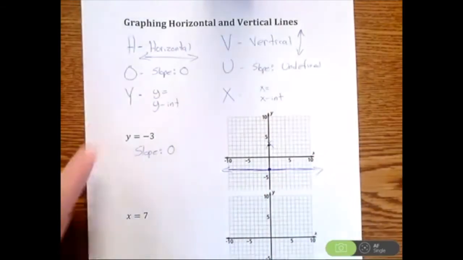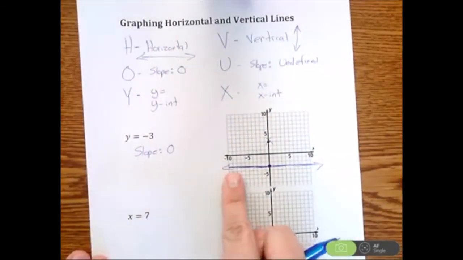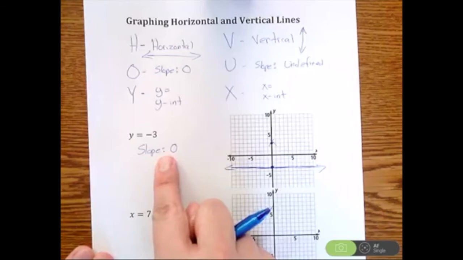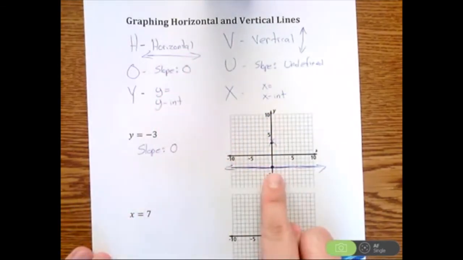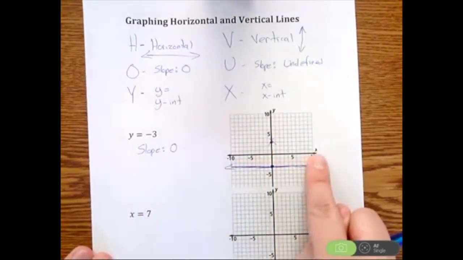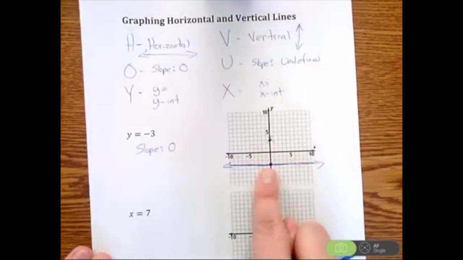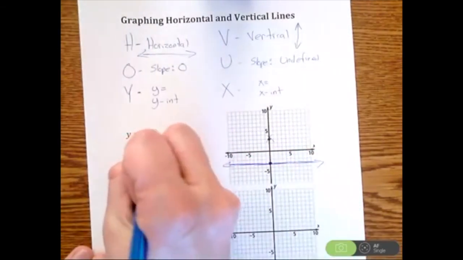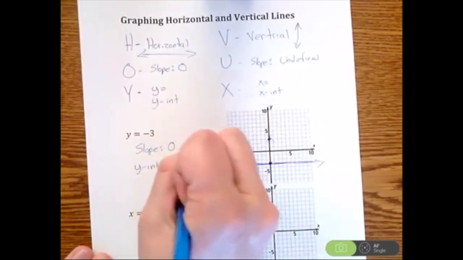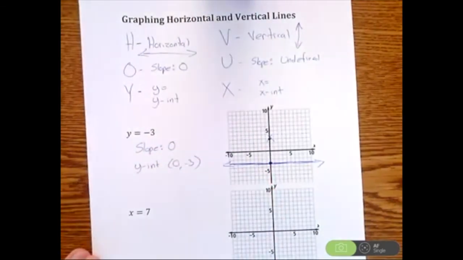There we go. And some things we know about this: from watching Slope Dude, the slope is 0, but we also knew that from HOY. Notice there is no x-intercept here. We never cross the x-axis, but we do cross the y-axis, so there is a y-intercept at (0, -3).